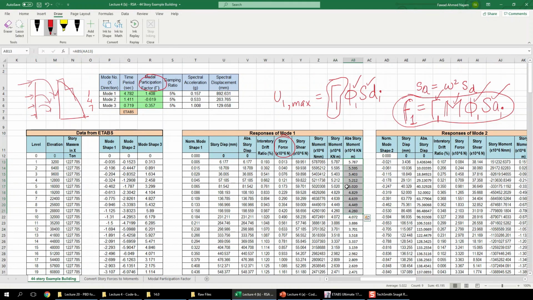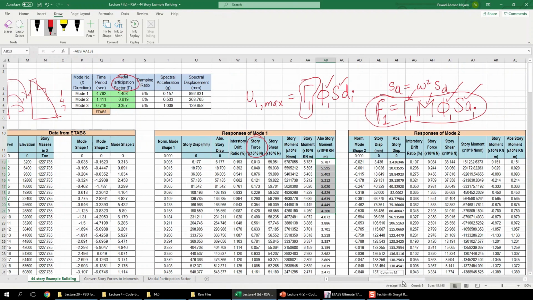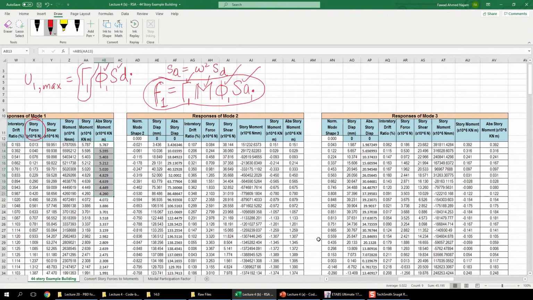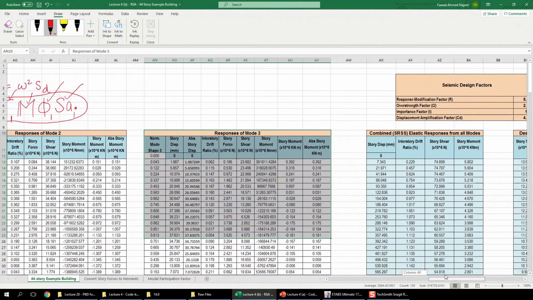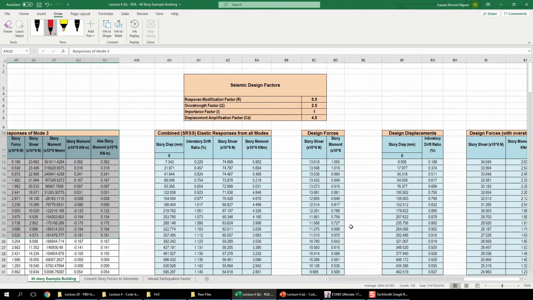So same procedure is repeated for second mode and for third mode. Here you can see the mode shape will be different, the modal participation factor will be different, and the spectral acceleration corresponding to mode shape 2 will be used here, and mode shape 3 will be used here. So same procedure will be repeated. And then finally you can also have the SRSS values here. This is the combined SRSS values.